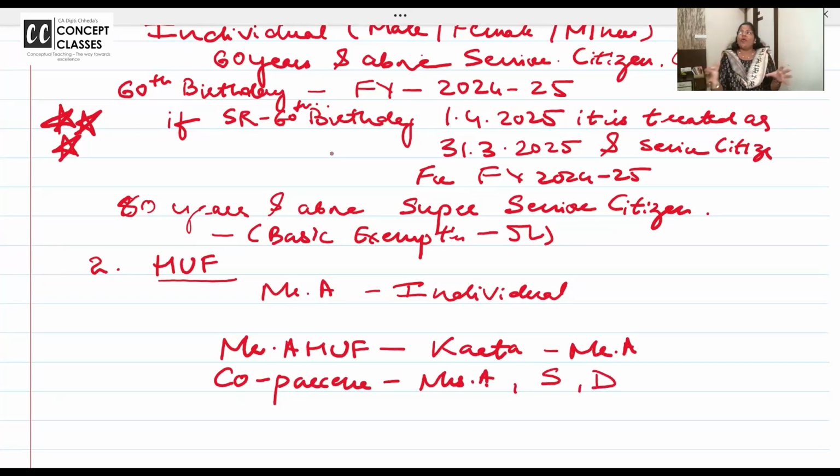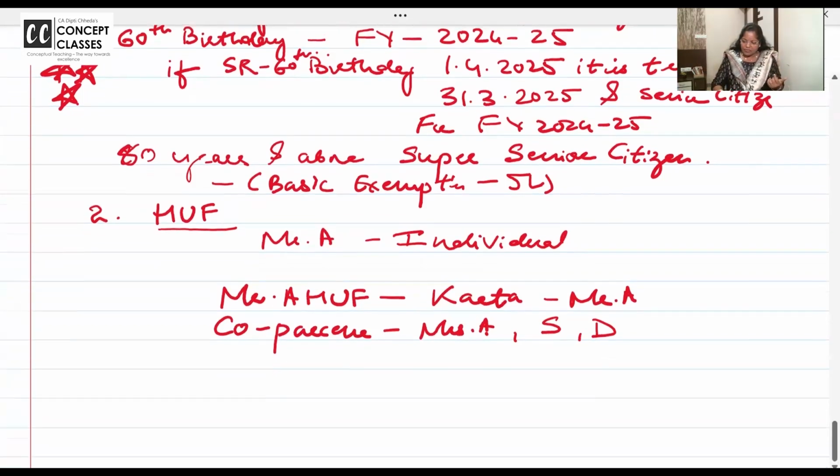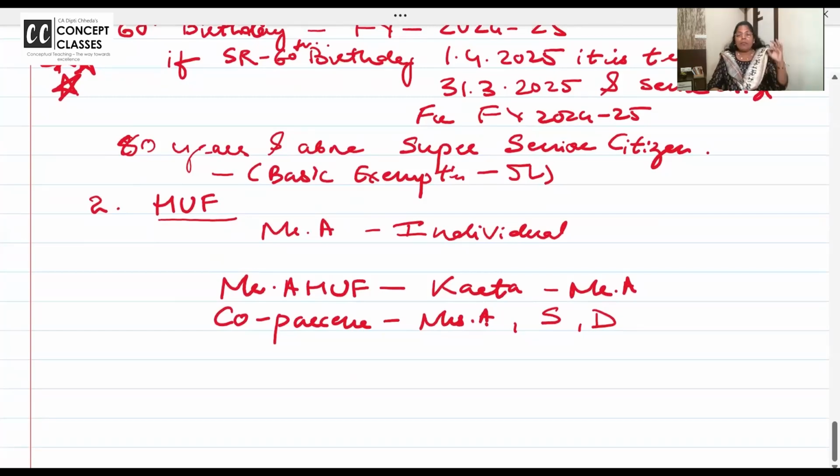So they will form a Hindu undivided family, and if they are co-legatees, co-assessees, co-donees, somehow they get income in the HUF, then HUF will file a separate return. Practically, who is going to file the return for HUF? Karta, Mr. A.